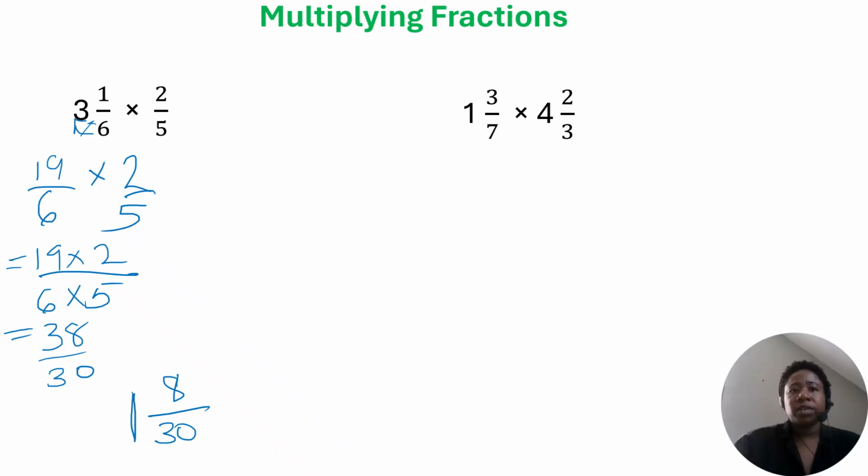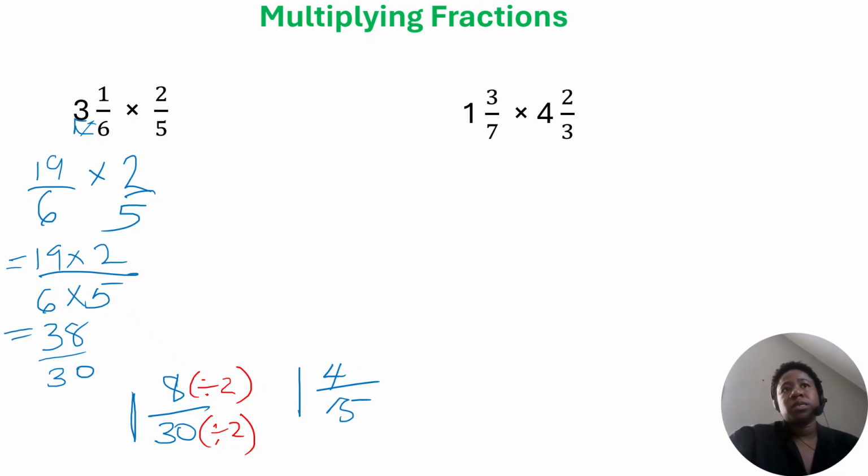But when we look at the fraction part, the 8 over 30, we realize that this can be further simplified by dividing the numerator and the denominator by the same number. We could divide by 2. So 8 divided by 2 is 4. 30 divided by 2 is 15. So 3 and 1/6 times 2/5 is 1 and 4 over 15.